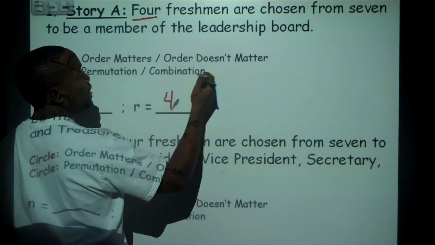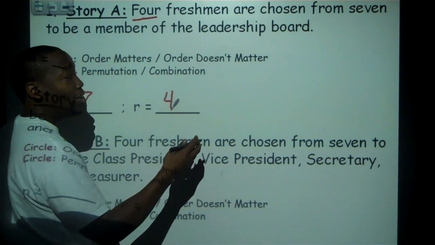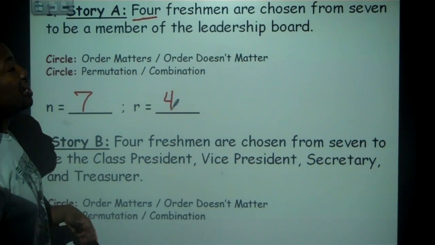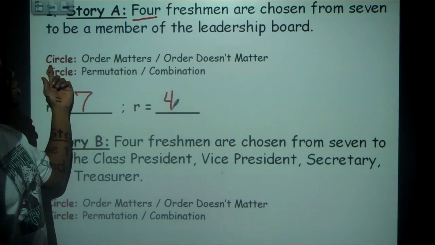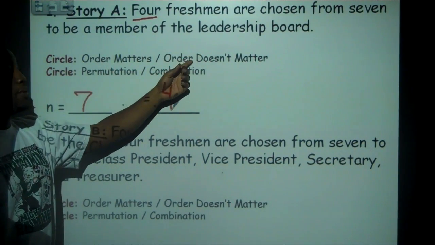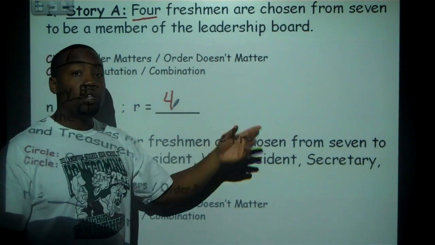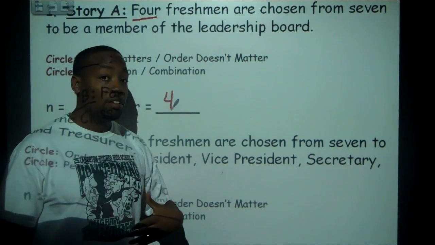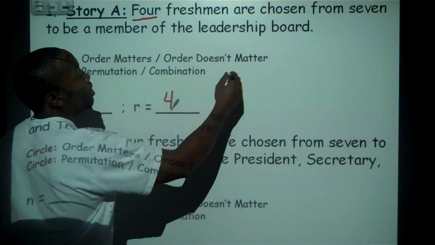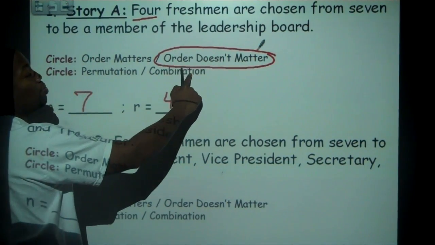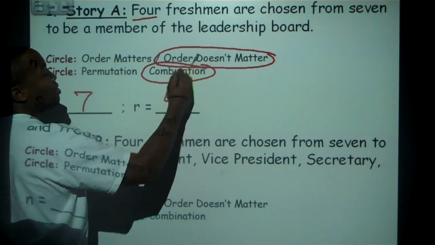Before we even get into all that, is this going to be permutation or combination? The first thing we need to know is, does order matter or does order not matter? As you see, out of these 7 people, I'm picking 4. So we know that order does not matter. So order doesn't matter, we're going to pick combination.